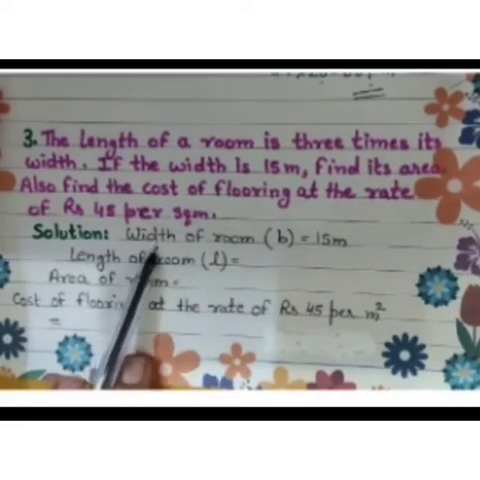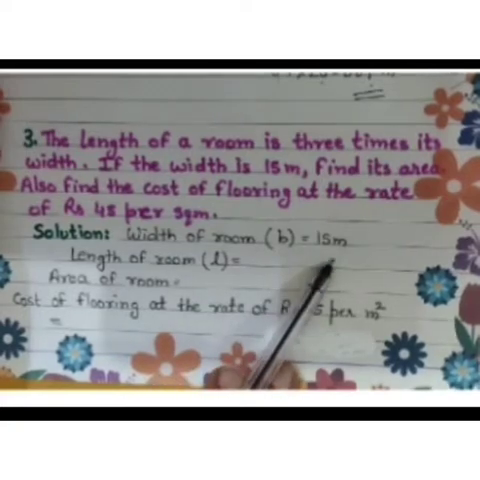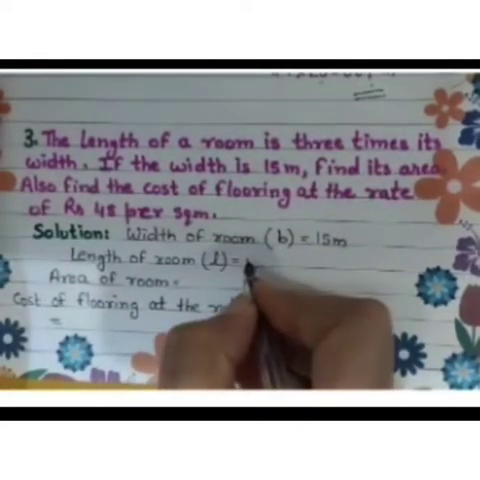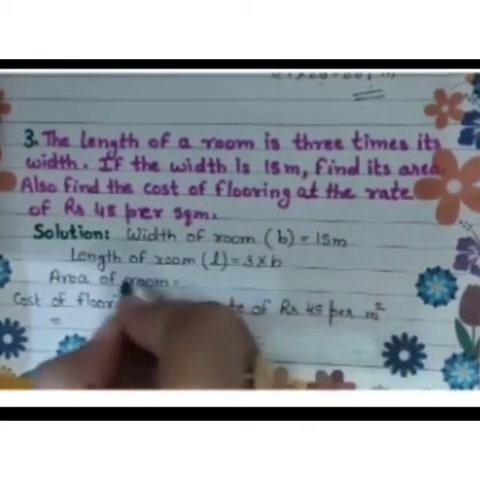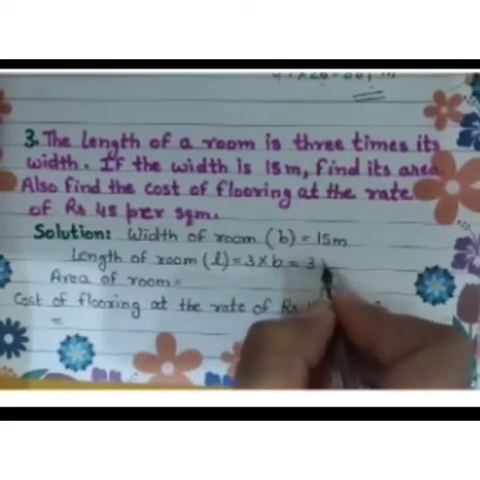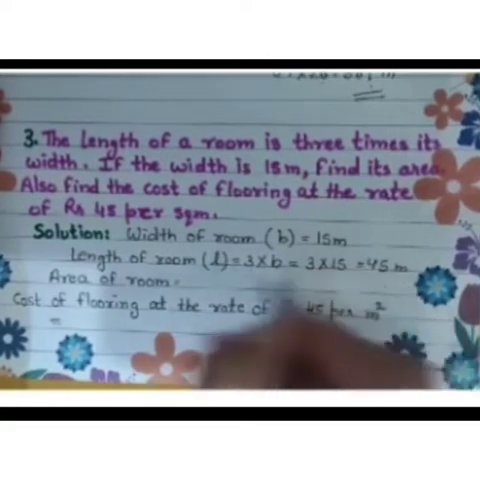In this question, we have given width of room. Width means breadth. Breadth of room we have given 15 meter. And length of room is 3 times its width. 3 times means 3 multiply breadth. Length of room is 3 multiply breadth. On multiplying 15 by 3, we get 45 meter. It means 45 meter is the length of room.